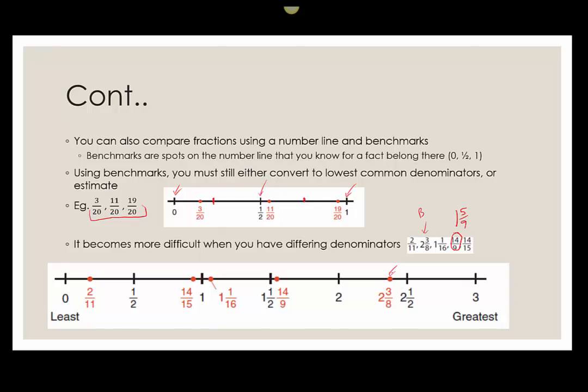Then we want to figure out which is our smallest. This is not our smallest because it's got a 1 in front of it. This is almost 1. This is over 1. So this one right here has to be our smallest: 2/11. And we know that a half of 11 would be 6.5.